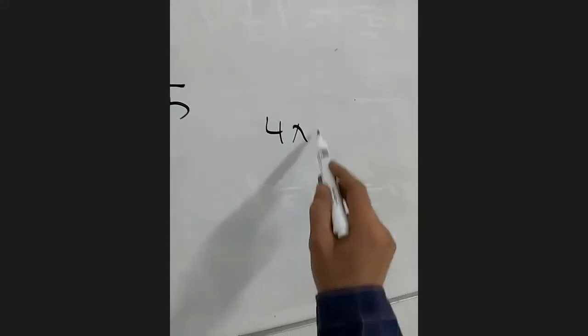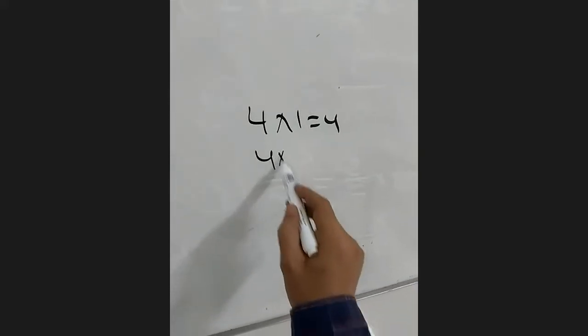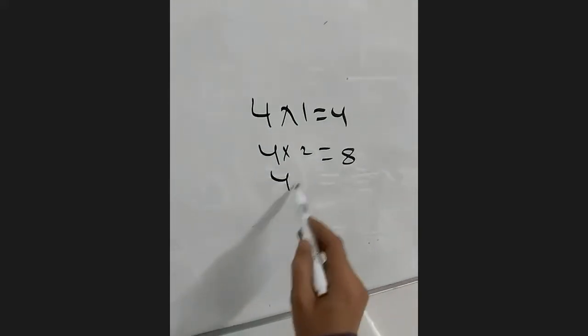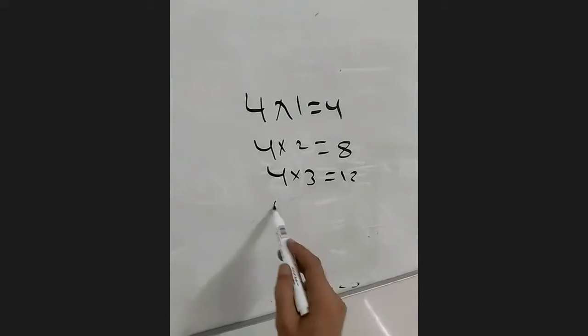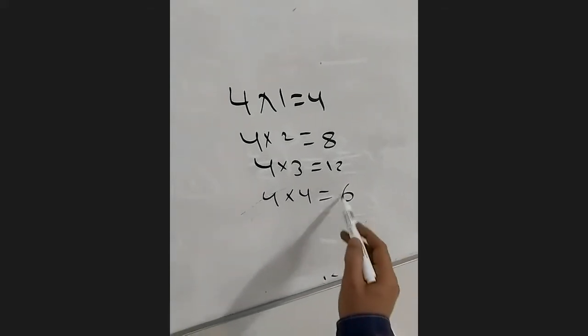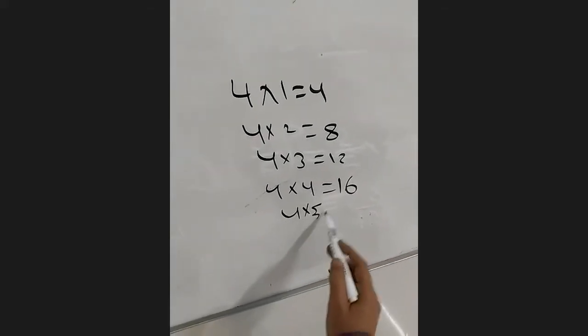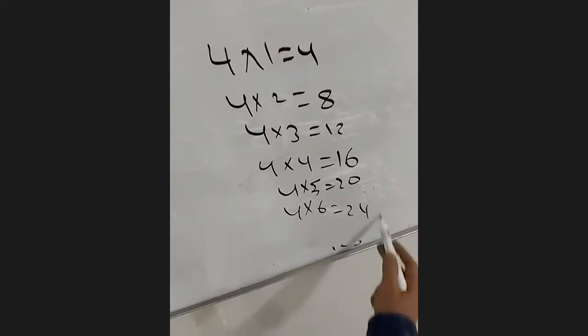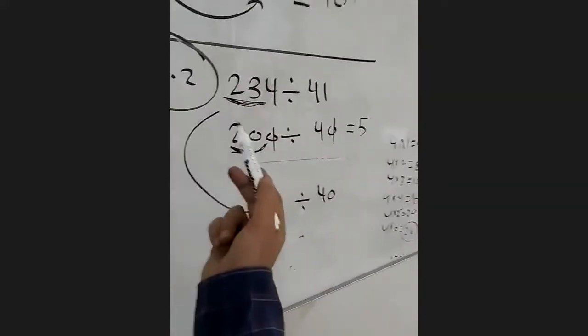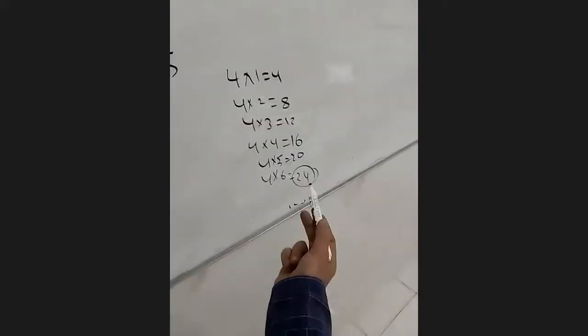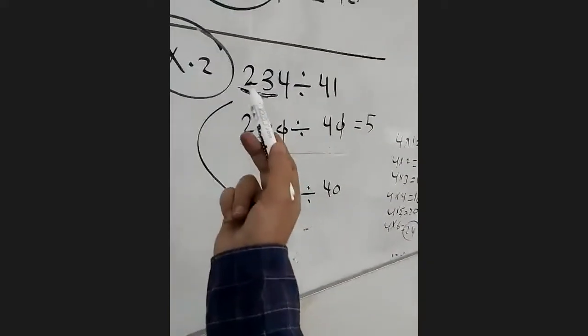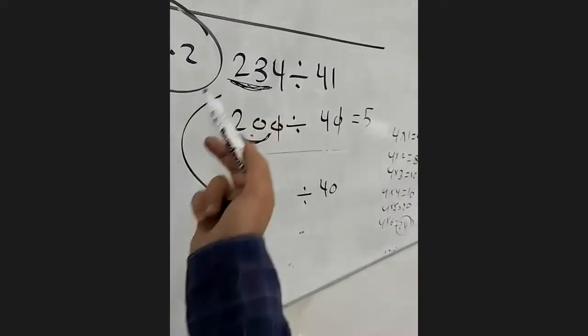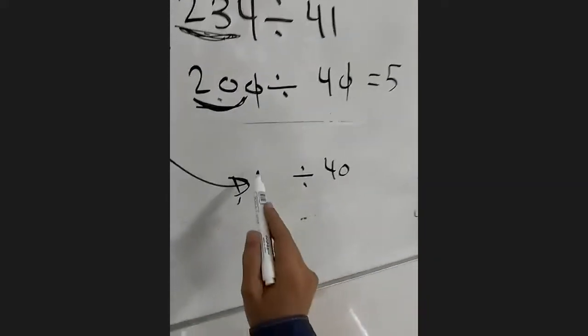4 by 1 is 4. 4 by 2 is 8. 4 by 3 is 12. 4 by 4 is 16. 4 by 5 is 20. And 4 by 6 is 24. 24 is close to 23. So I can round the 23 to be 24.